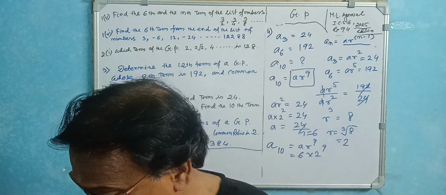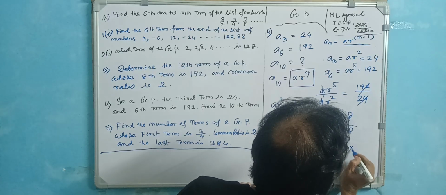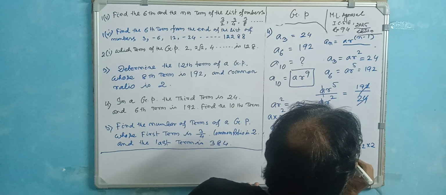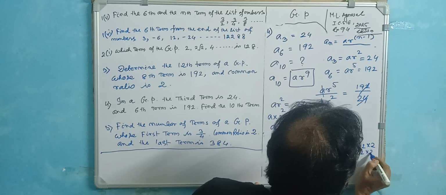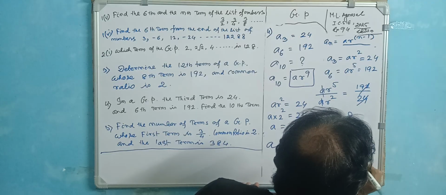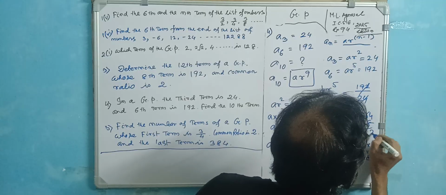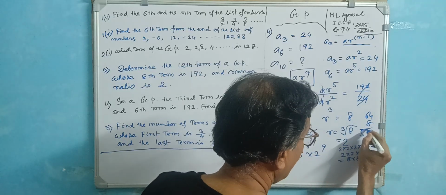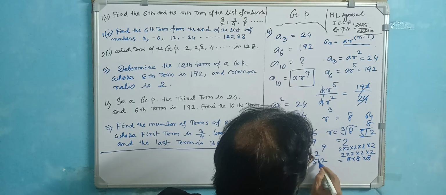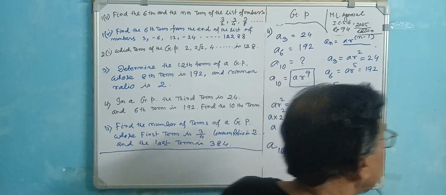And 2 to the power 9 you just calculate. 2 to the power 9 means 2 into 2 into 2 into 2, 9 times: 1, 2, 3, 4, 5, 6, 7, 8, 9. 2 to the 4 is 16, to the 8 is 256. That is 64 into 8, which is 512. So 6 into 512. This is also 3072.